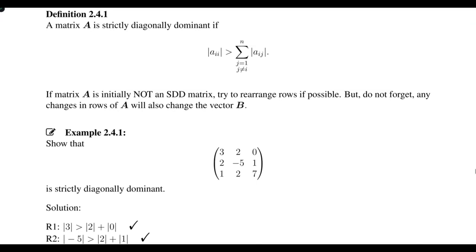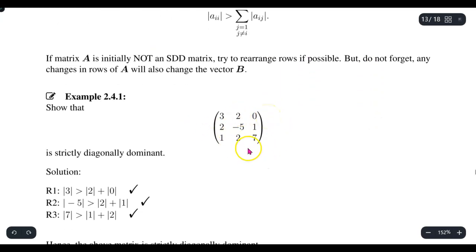Let's take a look at example 2.4.1. Assume this is your coefficient matrix. For row number 1, the diagonal element is 3. In terms of absolute value, we check whether 3 is greater than the sum of the absolute values of 2 and 0. We have 3 greater than 2 plus 0, so we satisfy the SDD condition here.